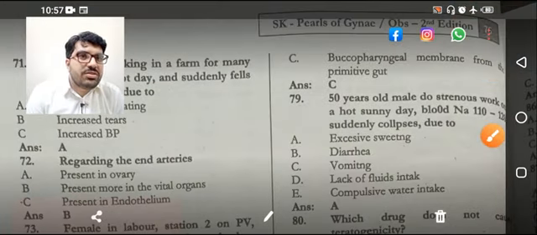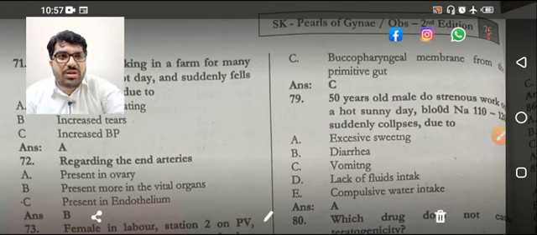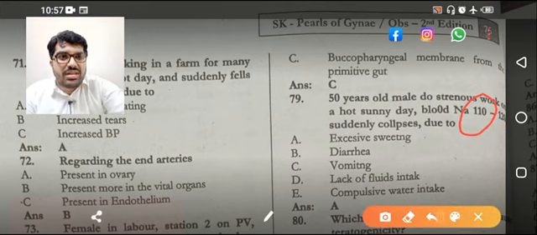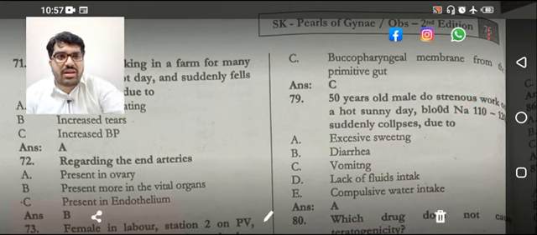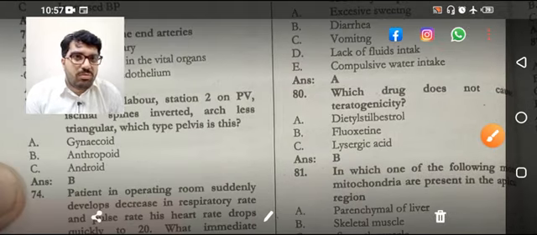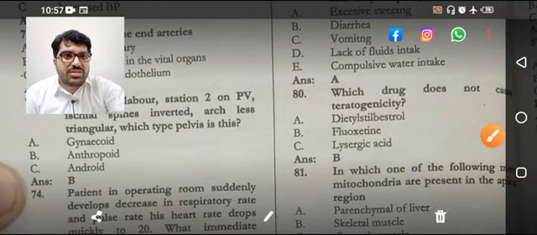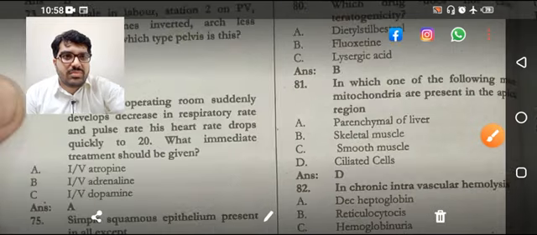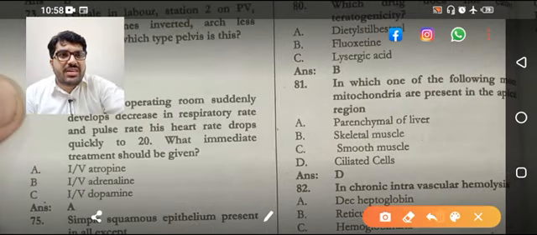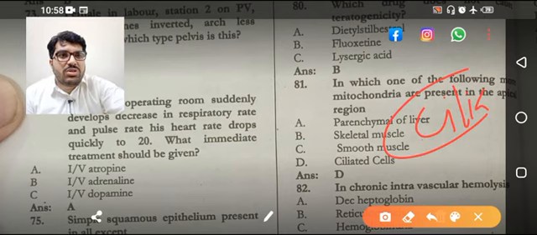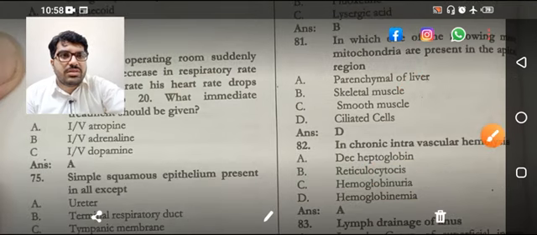50 years old male, strenuous work, heart surgery, blood sodium is 110 to 120. Now the answer over here is compulsive water intake. Coming next, which drug does not cause teratogenicity? SSRIs. In which of the following are more mitochondria present in the apical region? Now if they have mentioned the word apical, the answer is cilia. If you remove the apical, the answer is skeletal muscle. So here D is the right answer.